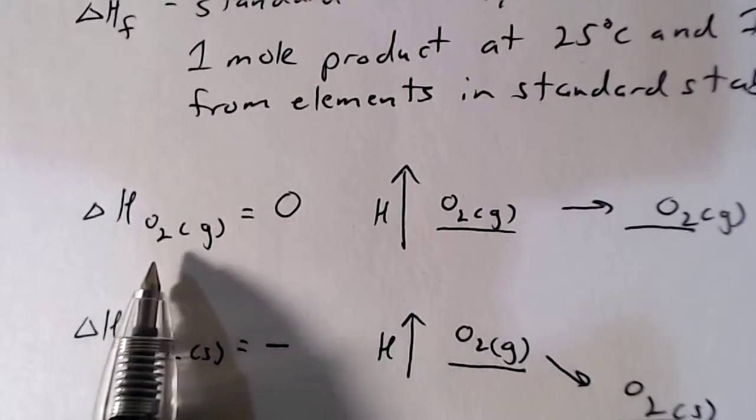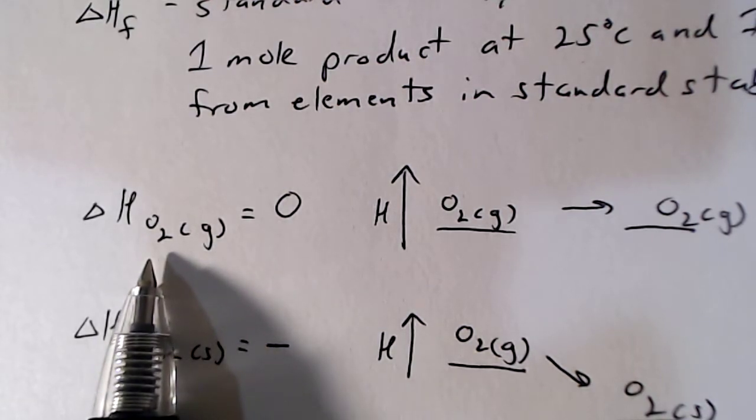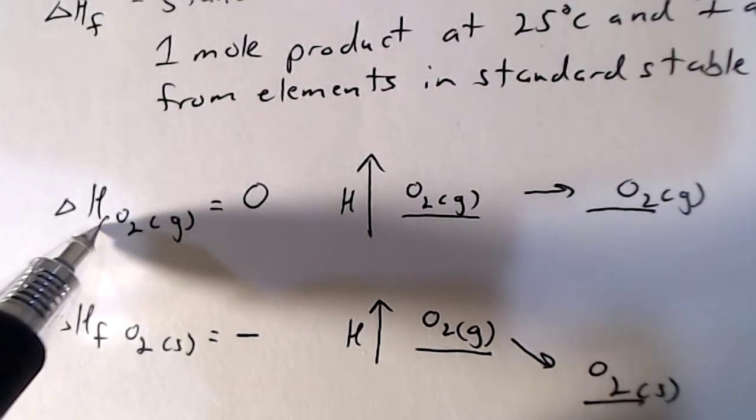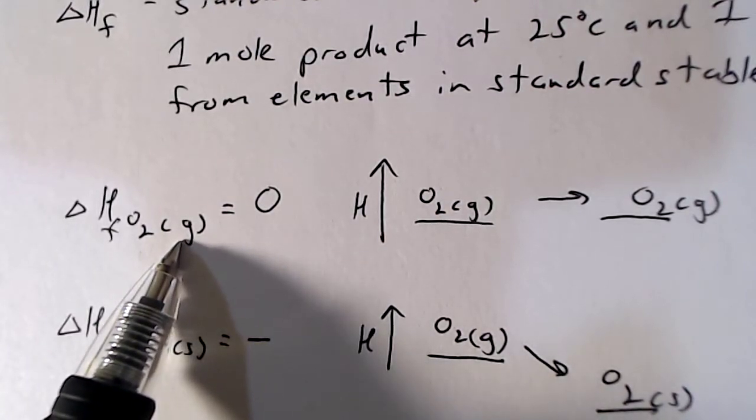You might need to predict whether the enthalpy of formation of something is equal to 0, or if it's greater than 0 or less than 0. So let's go through a couple example problems. What is the enthalpy of formation of oxygen gas? All right, so is that positive, negative, or 0?